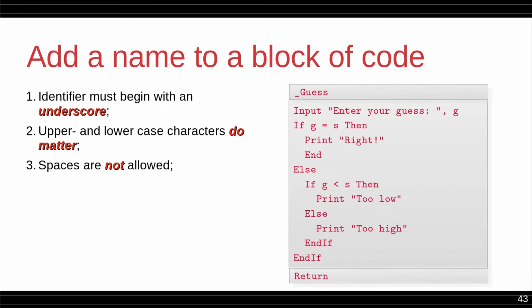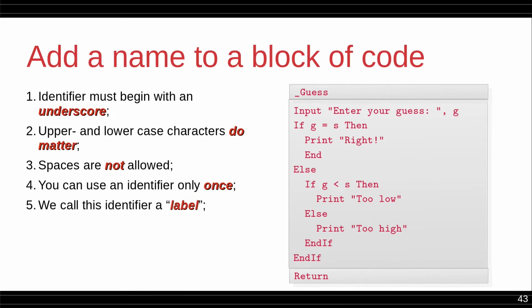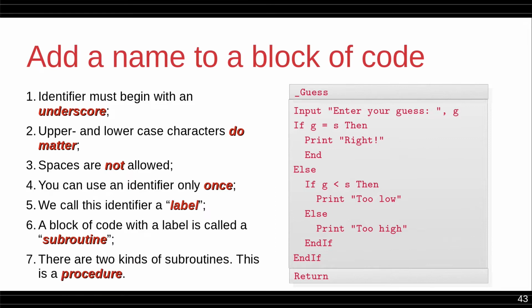At some point you will get an error, or worse, create a bug. You can use an identifier only once. Define it twice, and you will get an error. This identifier is used to identify a piece of code, and in that context it's called a label. The block of code that is identified by that label is called a subroutine. There are two kinds of subroutines, as we will see later on. This kind is called a procedure. It executes a limited, well-defined set of statements, just like an airline pilot has to perform some procedures before taking off.